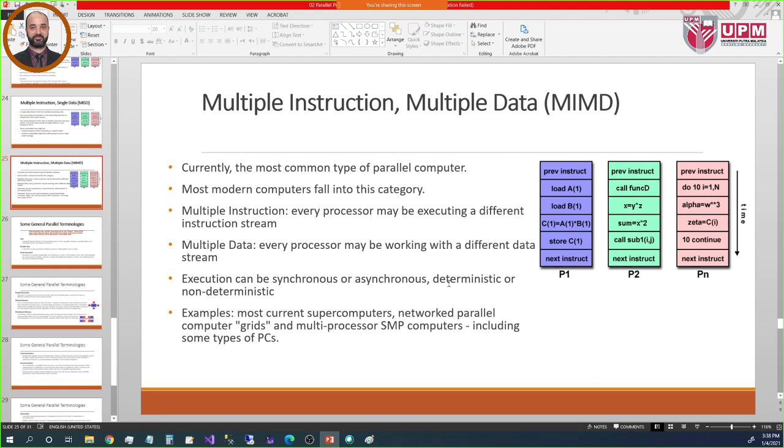Okay, so it can also work as deterministic or non-deterministic. Examples of this architecture in real life are most current supercomputers, networked parallel computers like the grid, and multiprocessor SMP computers, including some types of personal computers.